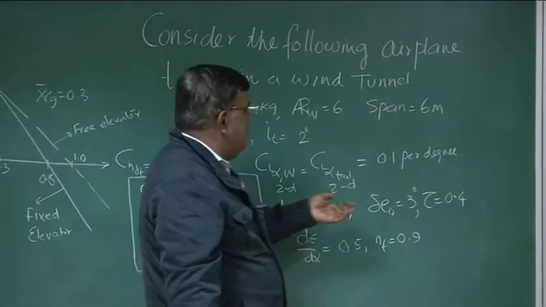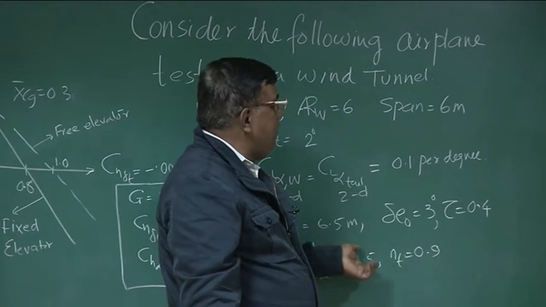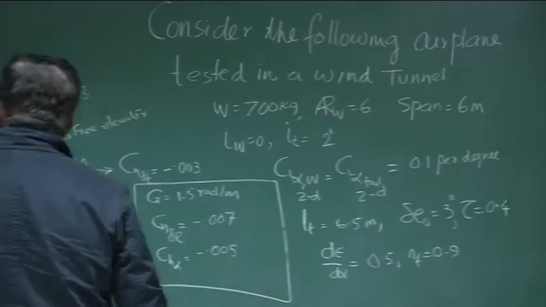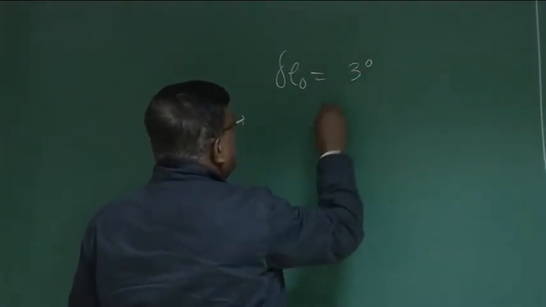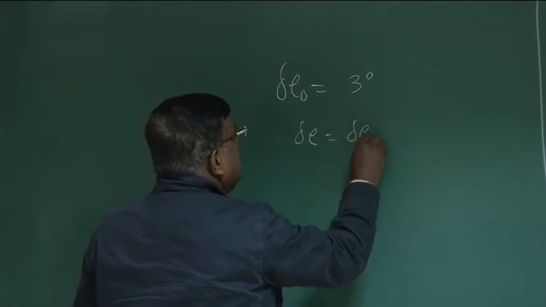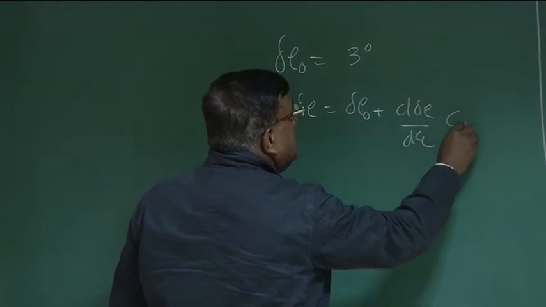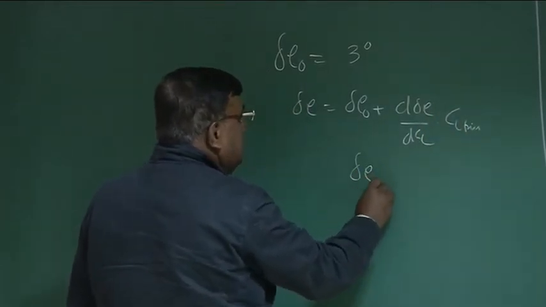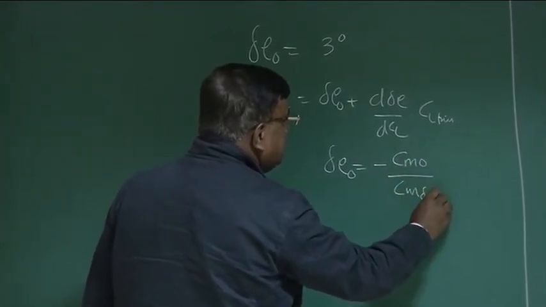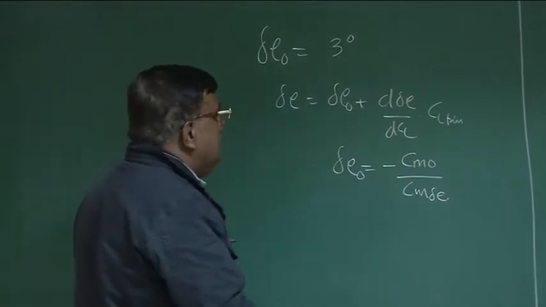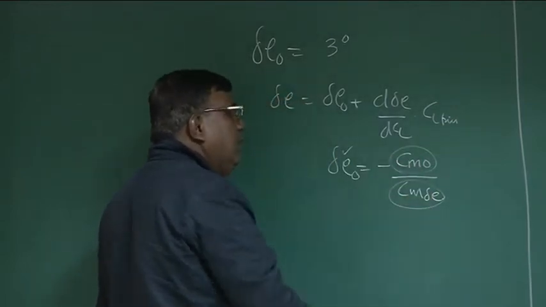And this delta E naught is 3 degree, tau is 0.4, d epsilon by d alpha is 0.5, eta t is 0.9. What was delta E naught? Please remember, when I say delta E naught is 3 degree, delta E equals delta E naught plus d delta E by d CL into CL trim. And you know delta E naught was given as minus Cm naught by Cm delta E. Right? And if I know the value of Cm delta E, if I know the value of Cm naught, I know what is the value of delta E naught.